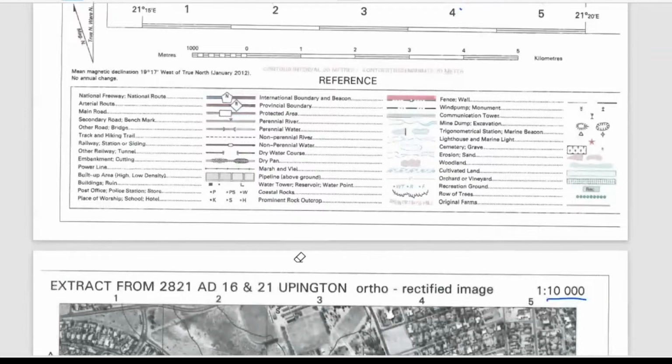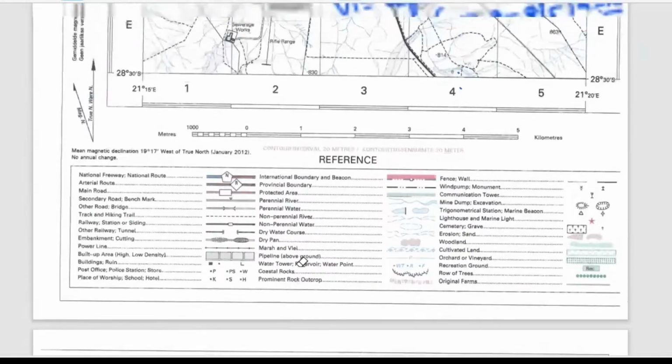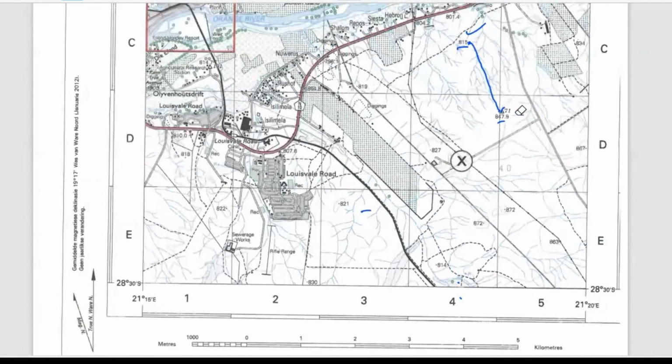Then refer to the area between spot height 815 and the trig station. Is the area suitable for crop farming? We are referring back to the same area, this area here. Right, the area is unsuitable for crop farming, specifically between this trig station and this spot height. Provide evidence from the topographic map to support this statement. Right, one piece of evidence.